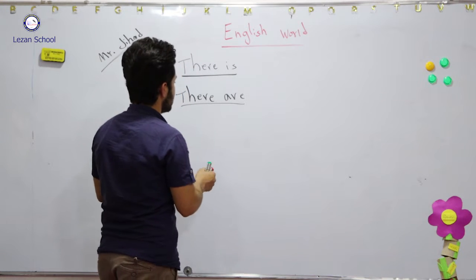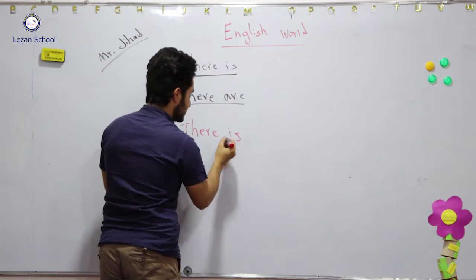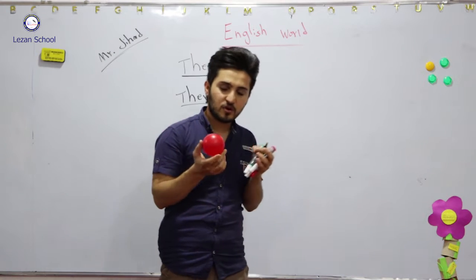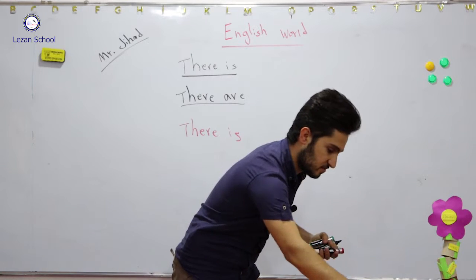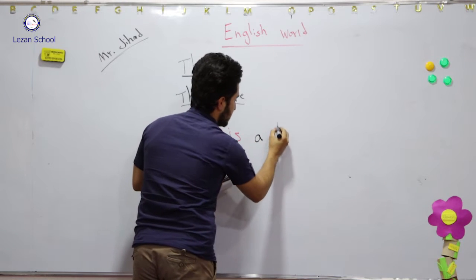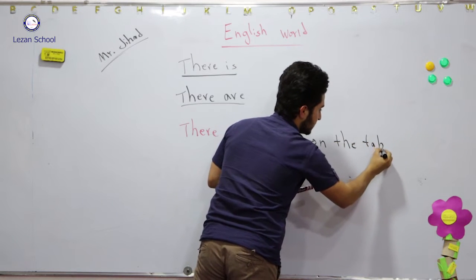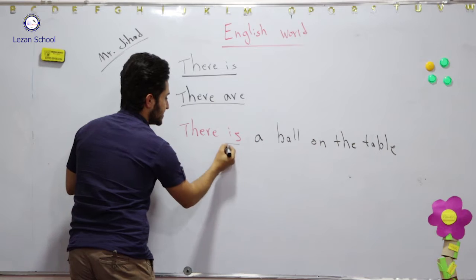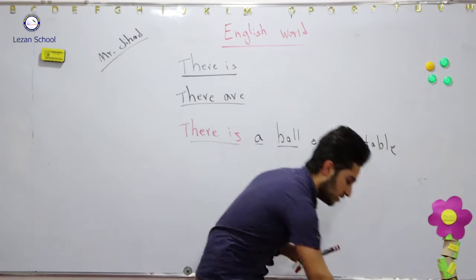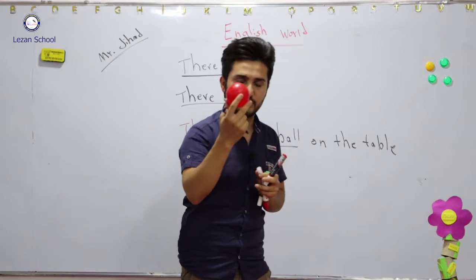For example, there is a ball on the table. How many balls? There is a singular. There is a ball on the table. A singular ball. How many? Only one. It's used for only one thing.